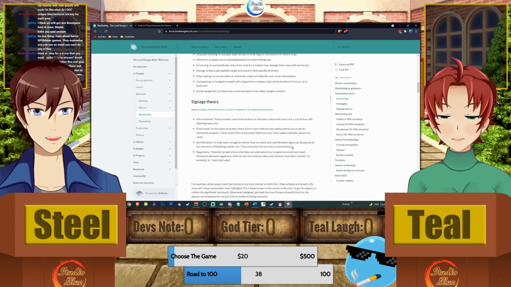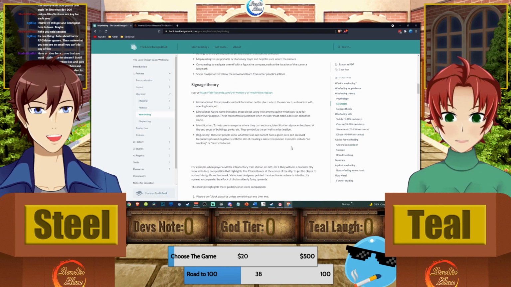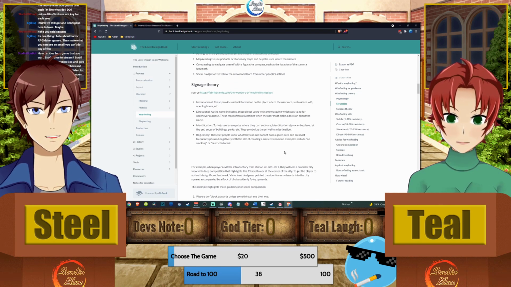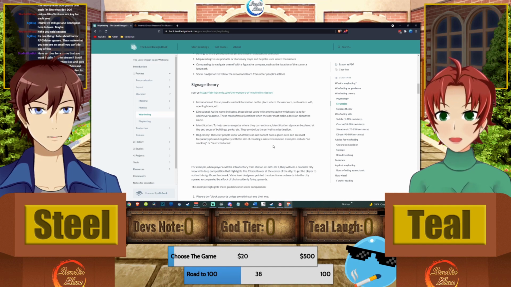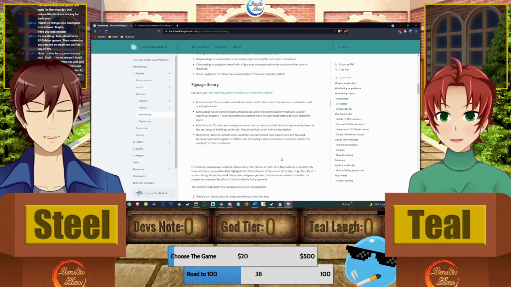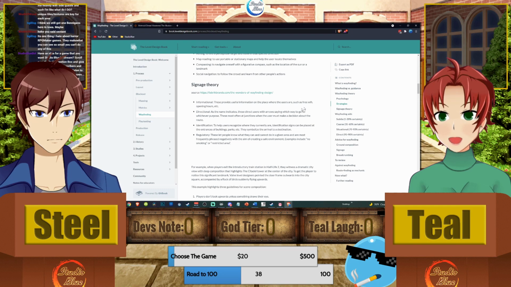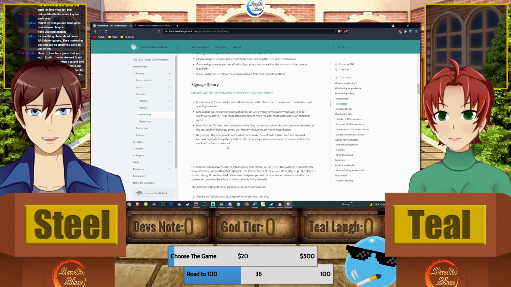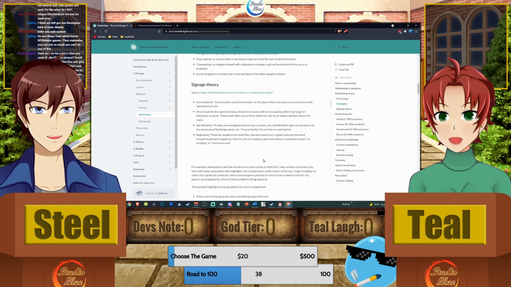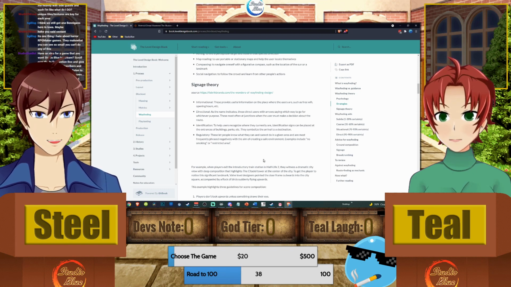Yeah. All right. Signage theory. Do you want to go over that? Yeah, let's go over that. Okay. So you have informational signs. Right. That provide useful information on the place where you're at, such as, like you walk into a town and here's the blacksmith. It shows the name of the blacksmith. Got a little picture of an anvil. Yeah. And it has open at 9, close at 6. That's informational.